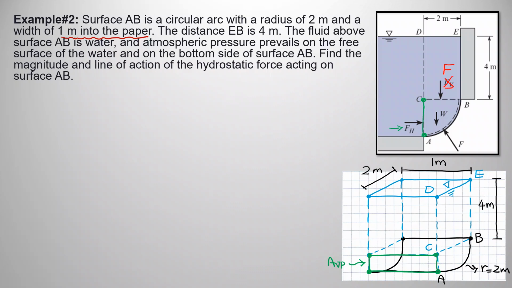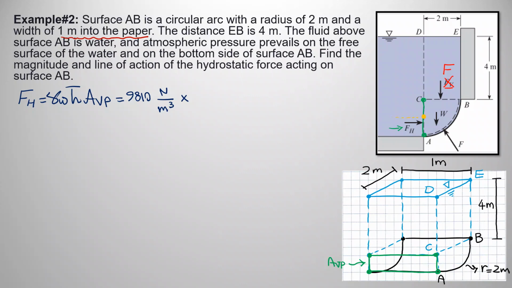Okay, so if I write the equation for horizontal force, it is gamma of water times H bar times the vertically projected area of the curve. Now, let's plug in the numbers. H bar is the depth from the surface of water to the centroid of the vertically projected area. So our vertically projected area is a rectangle. In other words, the centroid would be right in the median of the side of the rectangle, right?